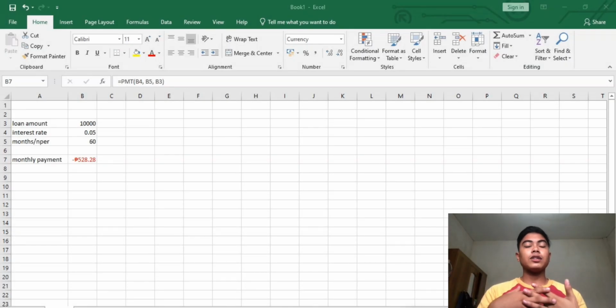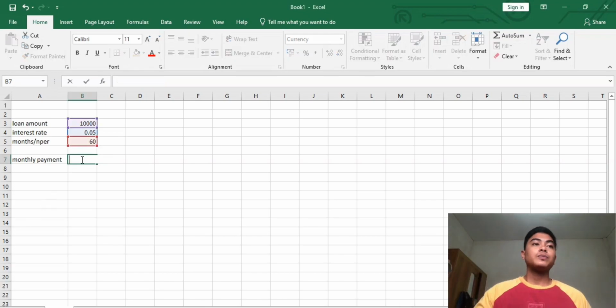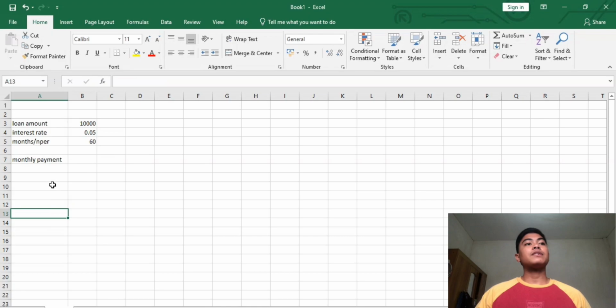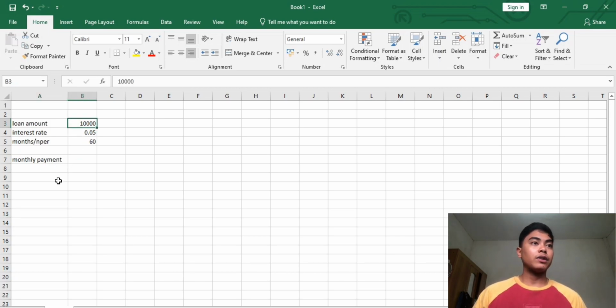So the second function is called the PMT, which stands for payment. So payment describes the monthly payment that is needed in order to pay off a certain loan. So here, to demonstrate again, we have our given loan amount of 10,000, the interest rate of 5%, and then the months or the number of periods, which is 60 months.